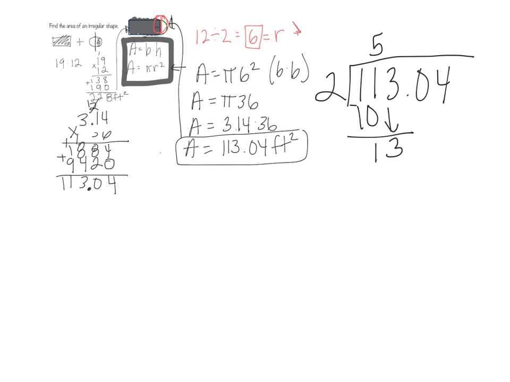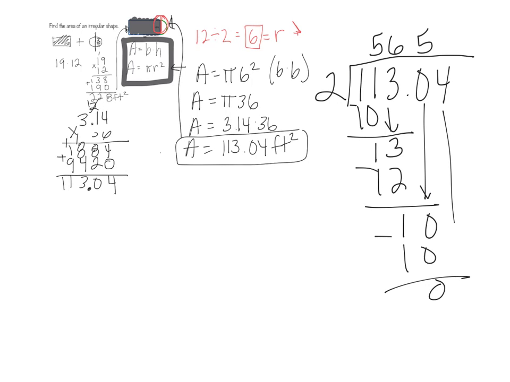Bring down. 2 goes into 13 6 times. That gives us 12. Bring down. 2 goes into 10 5 times. Exactly. Bring down. 2 goes into 4 2 times. Exactly. There's no remainder. I need to remember to bring up my decimal right here. So this gives me what?